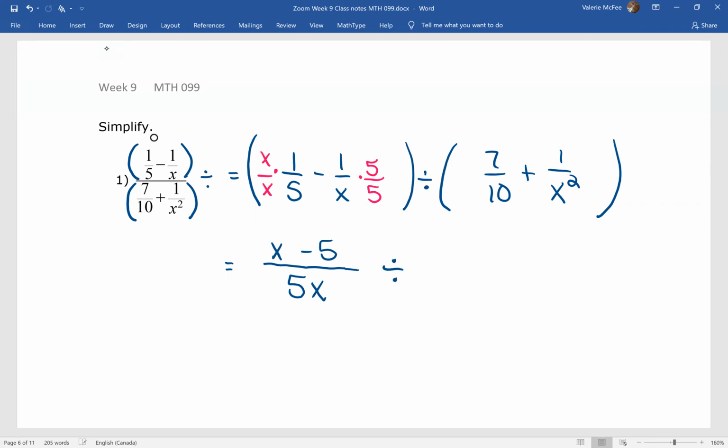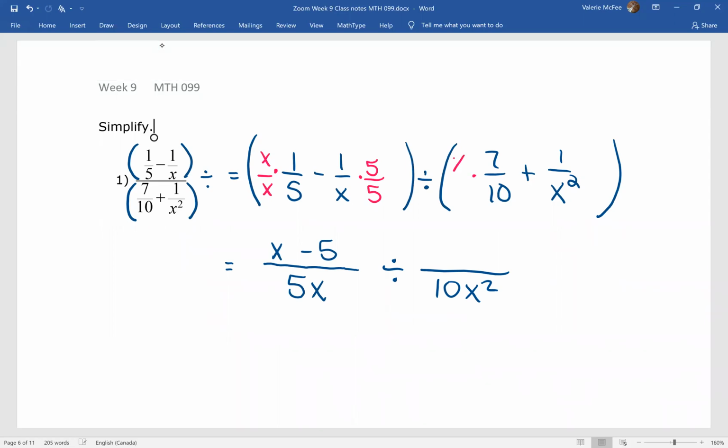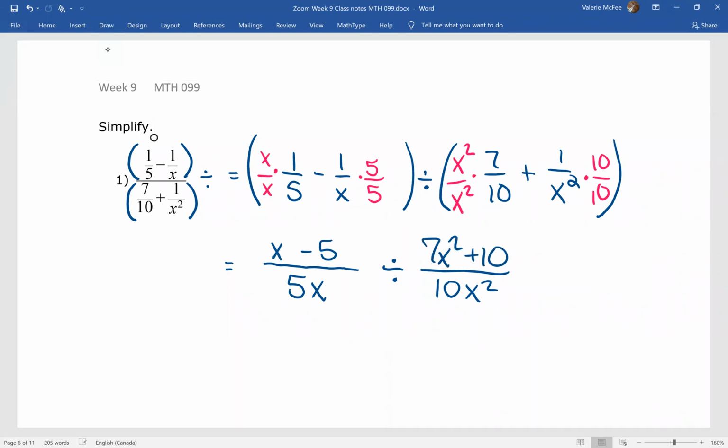Can you write the second bracket over a common denominator? Try pausing the video. Our common denominator is going to be 10x squared. We have x squared missing from the first term, and 10 missing from the second term. So the numerator here is 7x squared plus 10.